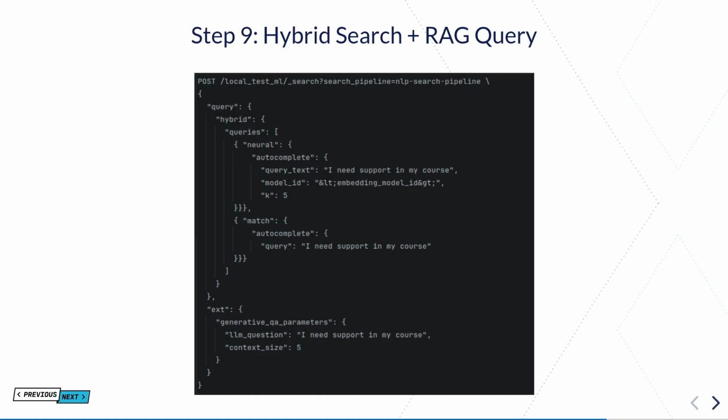The generative QA parameters part tells the RAG processor to use the top 5 results as context when it's generating that summary. The user gets back the results and the generated summary. And I just wanted to call out that context size. So we've found that 5 is a good mix between latency and cost and accuracy.